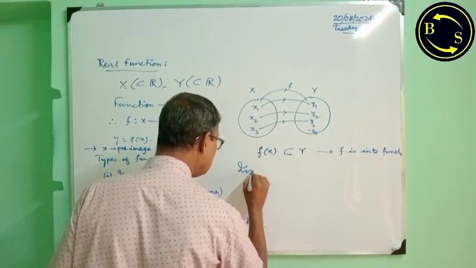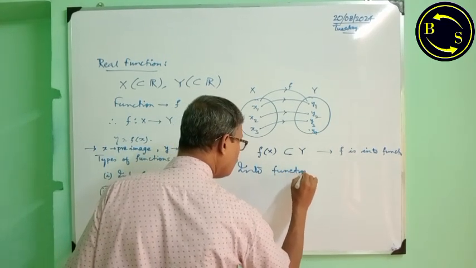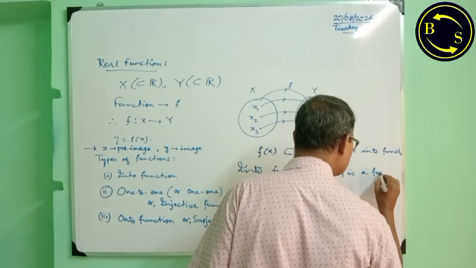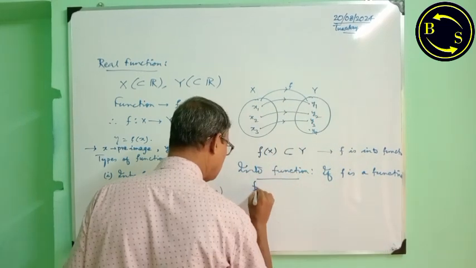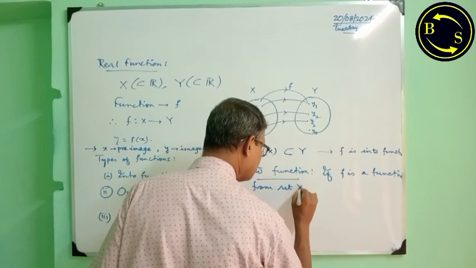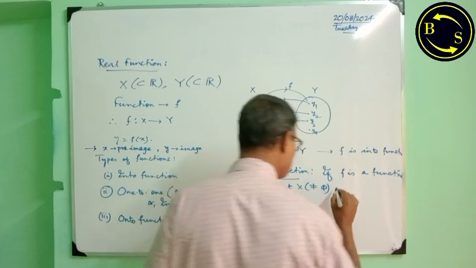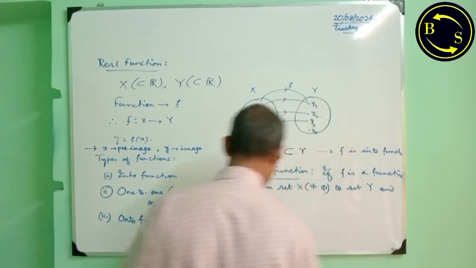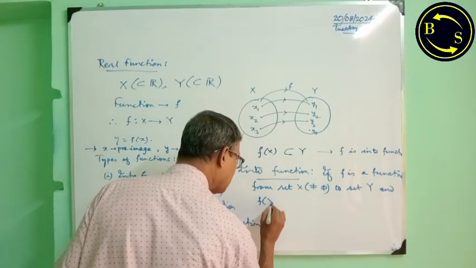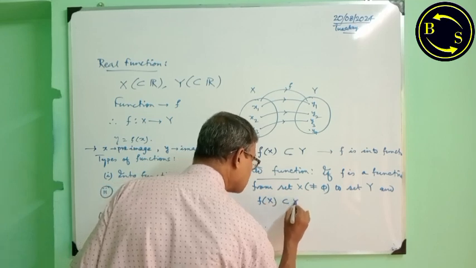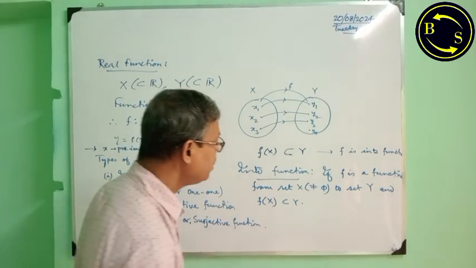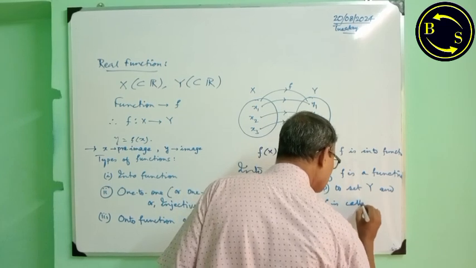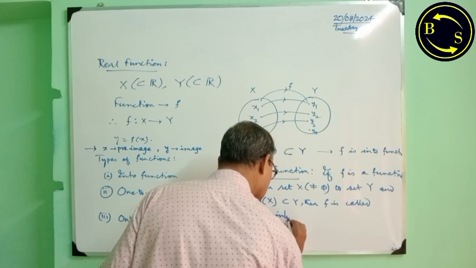Thus, we can define: if f is a function from set X, of course non-null, to set Y, and if the range f(X) is a proper subset of Y, then f is called into function.